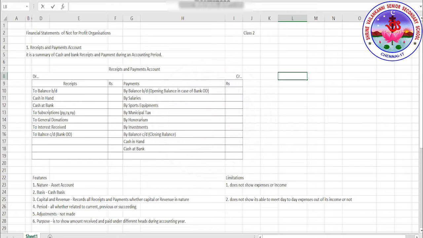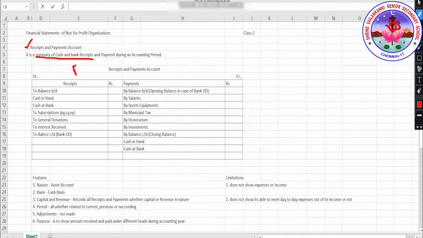But in this particular class, we'll be discussing in depth the receipts and payments account. So what is it basically? It is a summary of cash and bank receipts and payments during an accounting period. So this is the format of the receipts and payments account.